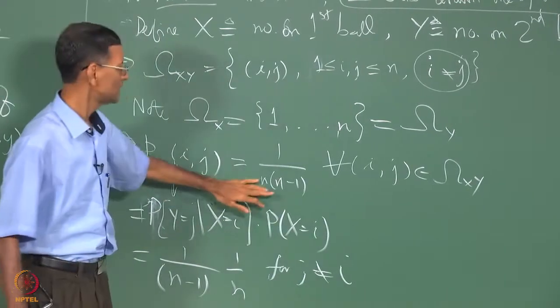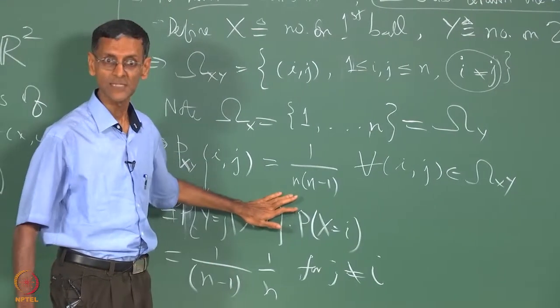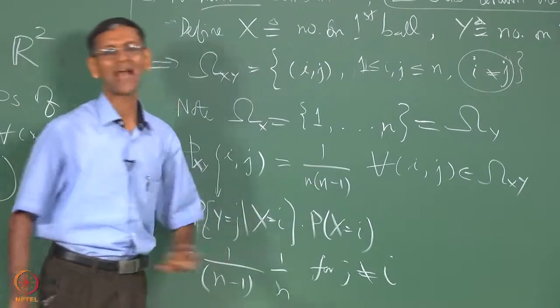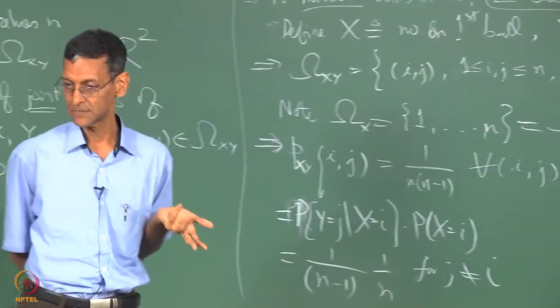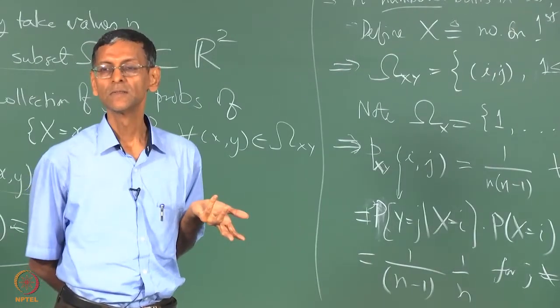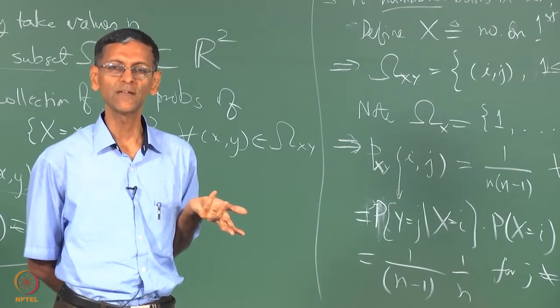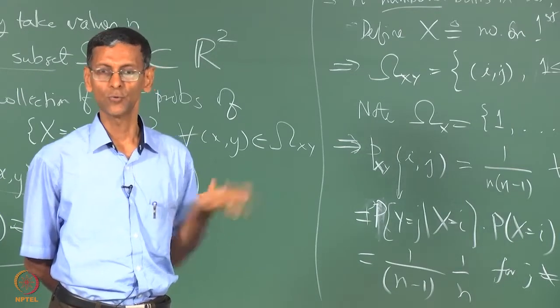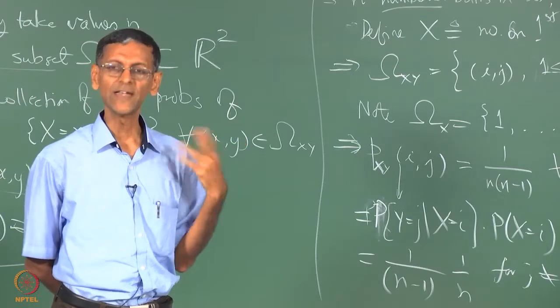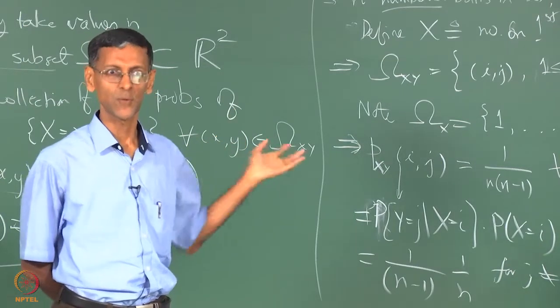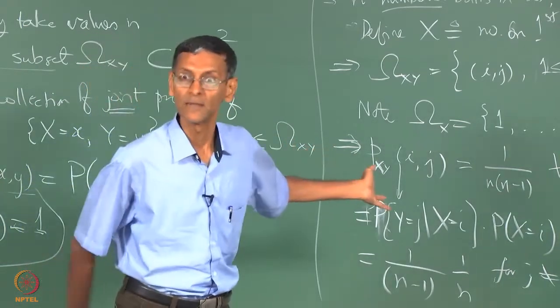So everyone is agreed that it is 1 by n into n minus 1, this is correct. So do these add up to 1? They must, they will. Go look at how many entries you have in that square. You do not have the diagonal entries, you have n into n minus 1 off-diagonal entries, so each of them has 1 by n into n minus 1, so it definitely adds up to 1.